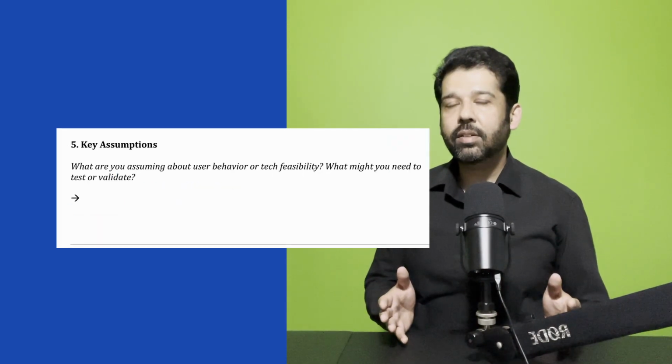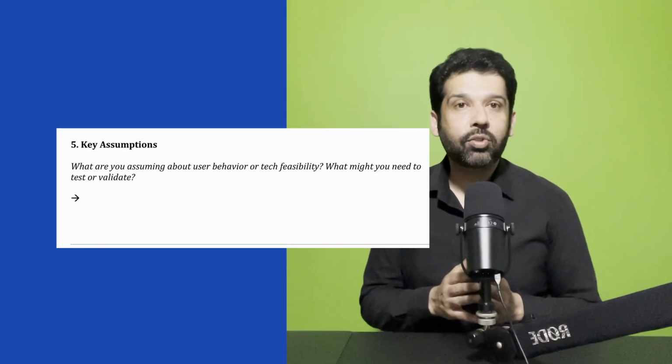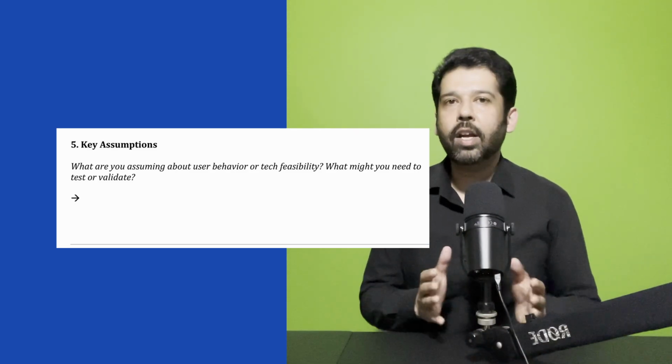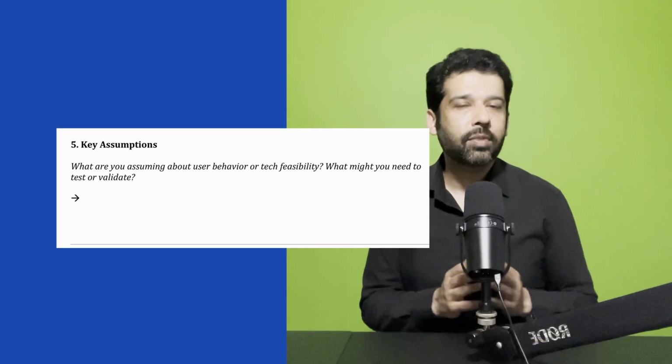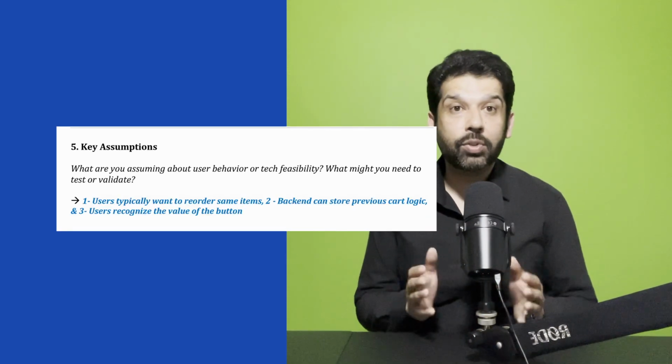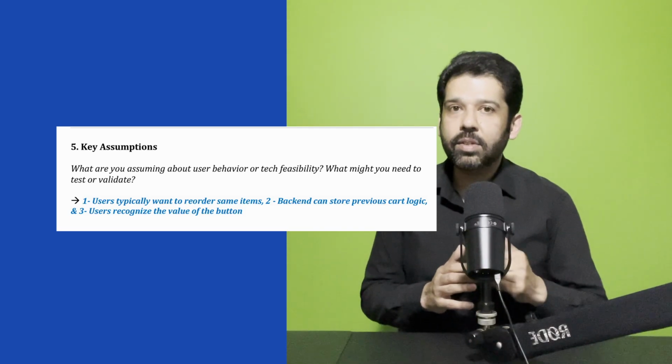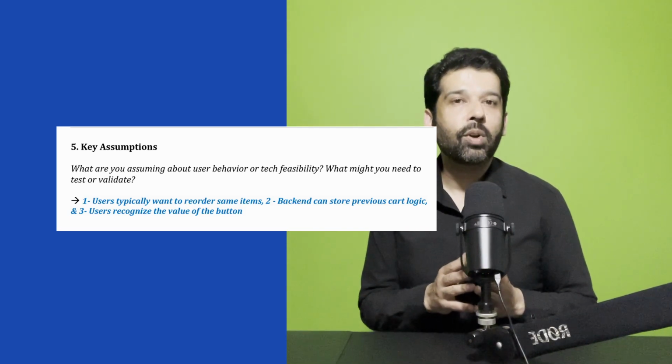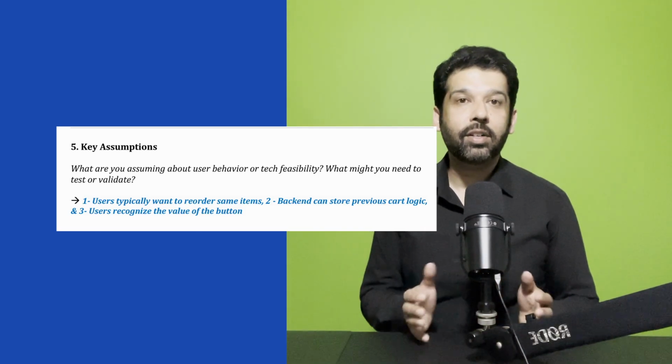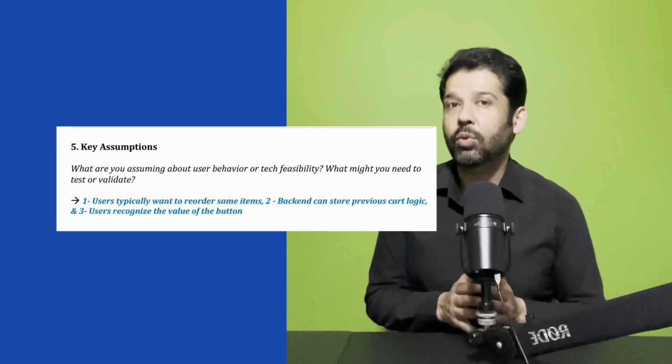And the last section is assumptions. What needs to be true for this to work? I have listed 3 assumptions here for the purpose of this exercise. First, users typically want to reorder same items. Second, our backend can store previous cart logic. And third, users recognize the value of the button.